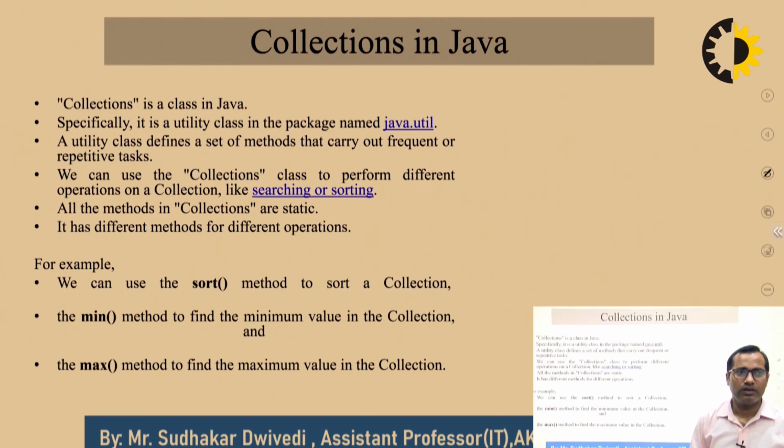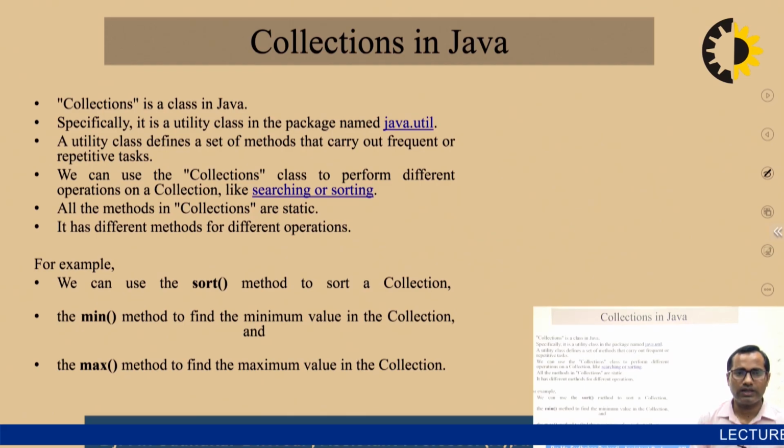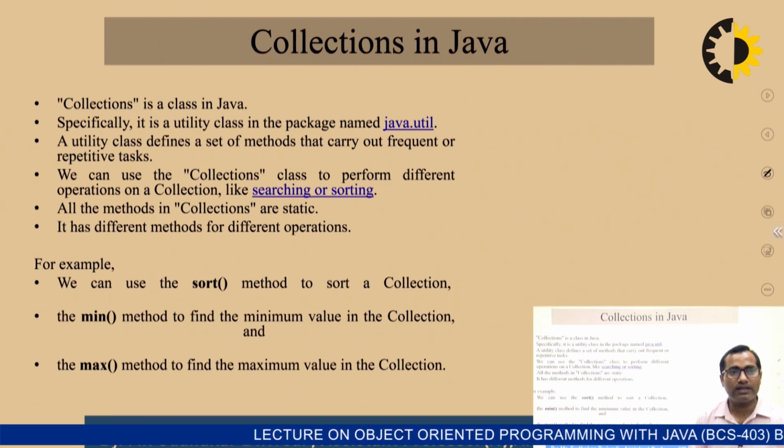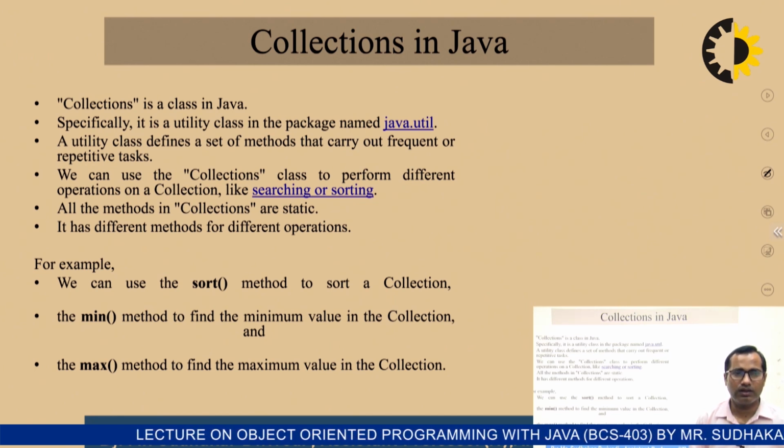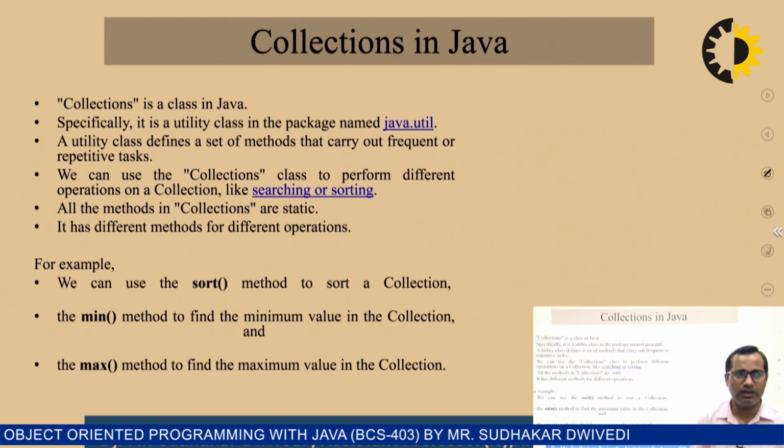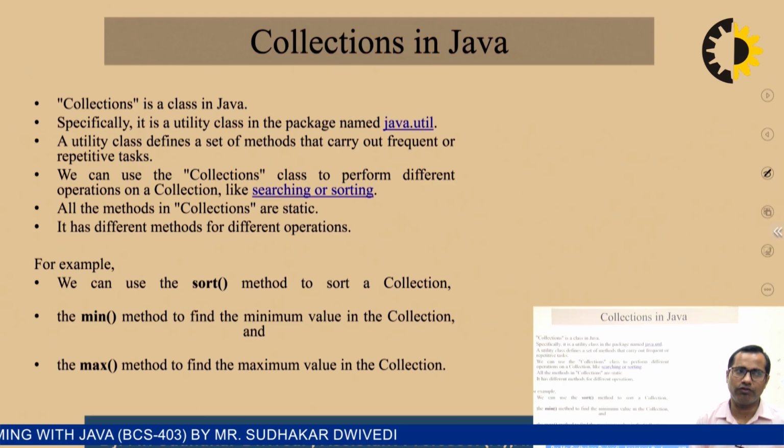So Collections is a class and Collection is the interface. The Collections class has a lot of the utility methods that we regularly use, like the sort method, min method, or the max method. So Collections is actually a utility class in the java.util package, and it supports the operations that we regularly perform.